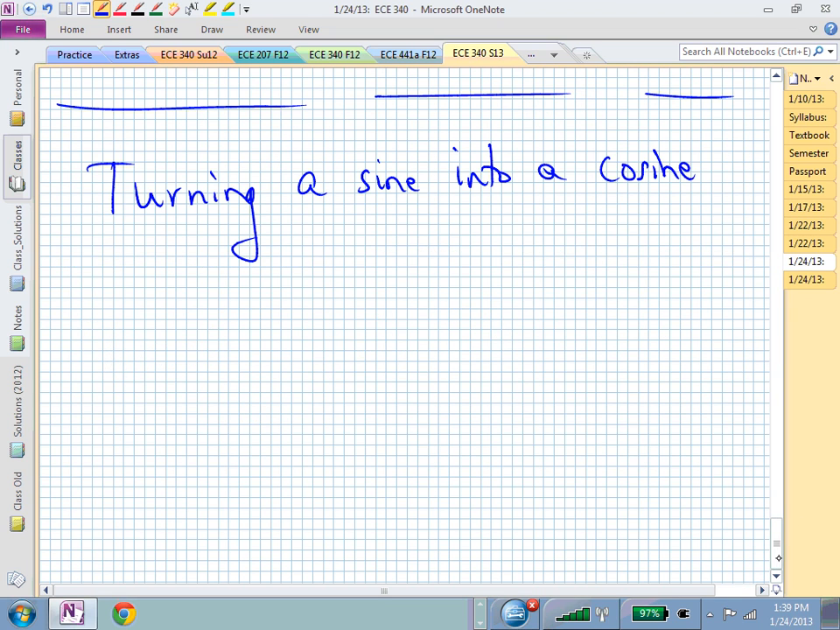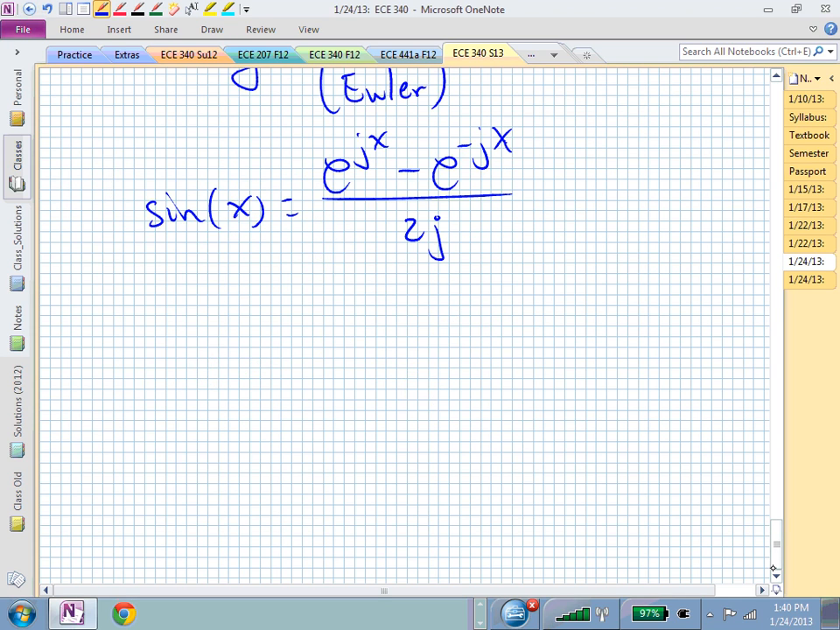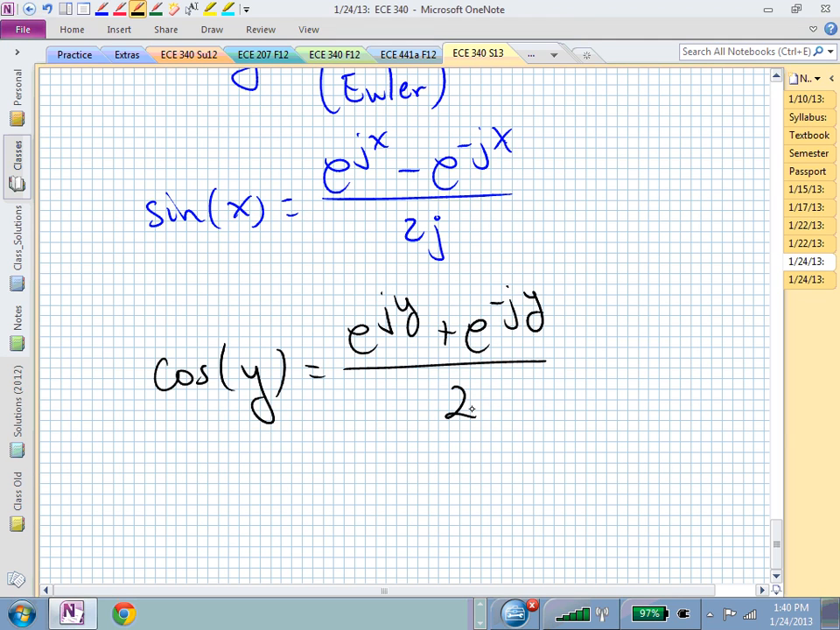Using Euler. What do we know? We know that the sine of x is e to the jx minus e to the minus jx over 2j. And we also know that the cosine, let me just say, of y is e to the jy plus e to the minus jy over 2.